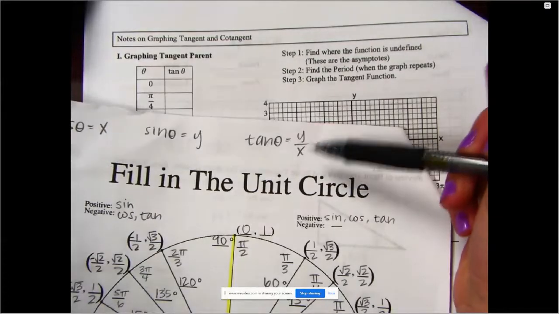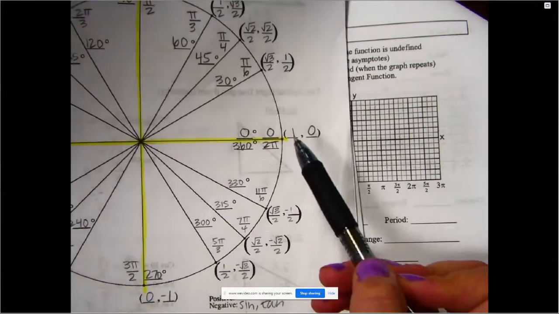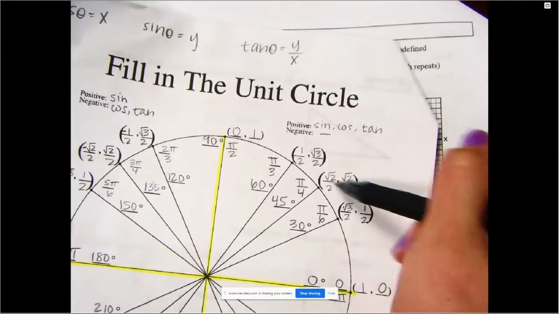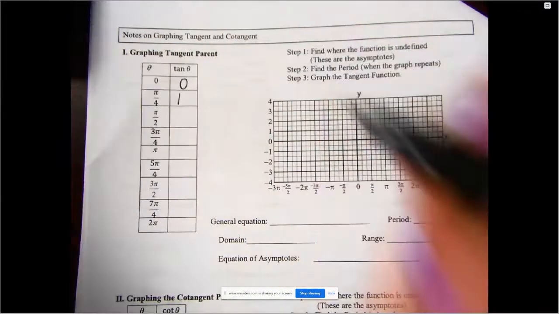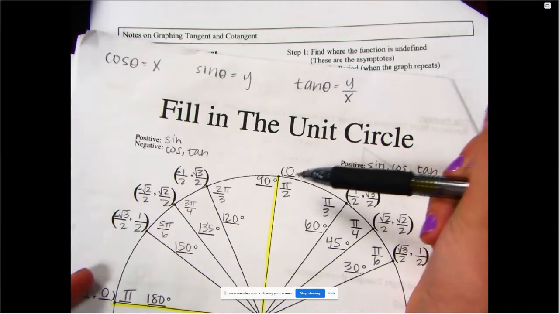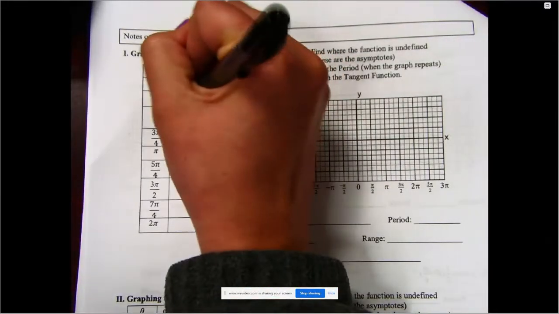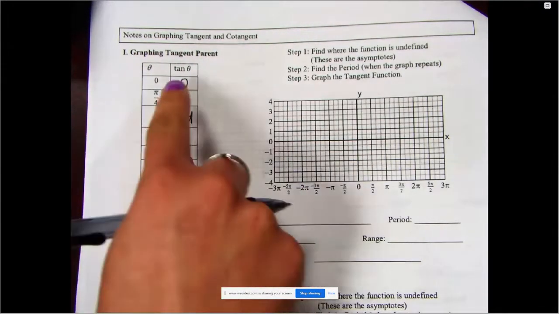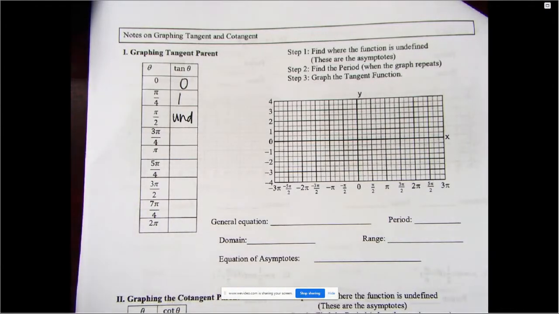Tangent, remember, is y over x. So if I'm going to 0, I'm doing y over x. So 0 over 1 is 0. Next is pi over 4. Y over x, if I divide both of these, that's just 1. Pi over 2. Y over x puts a 0 in the denominator, so that would be undefined. So go through your whole unit circle and complete the table. Go ahead and press pause.